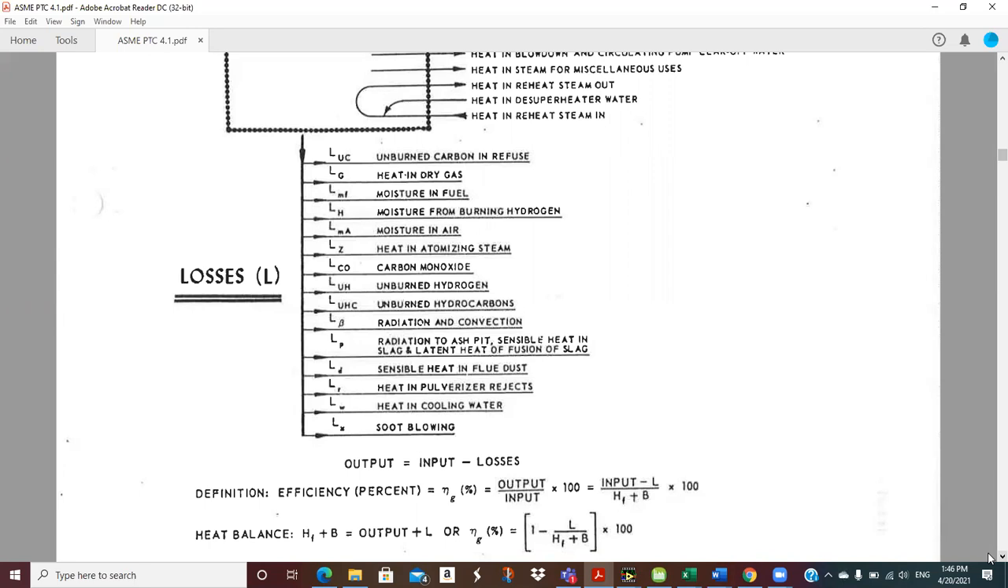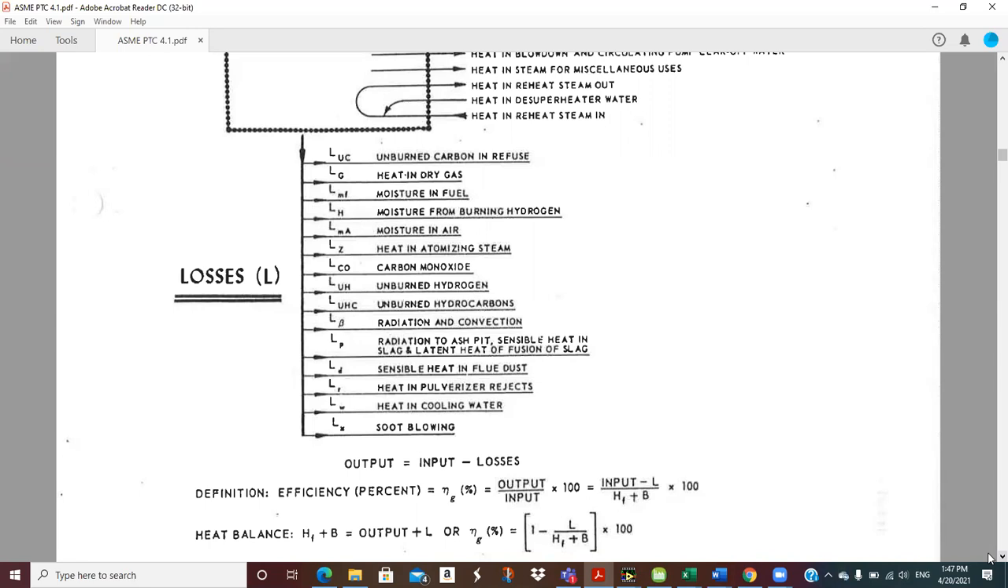There's latent heat because that stuff may come down liquid and then it congeals. So there's a phase change to a solid. That's latent heat. And then the sensible heat as that solid cools down. It's amazing how detailed some of this stuff is. Sensible heat in the flue dust. You've got your precipitator, your bag house. When it captures that dust, it's hot. And then it falls out of the system and takes sensible heat with it.